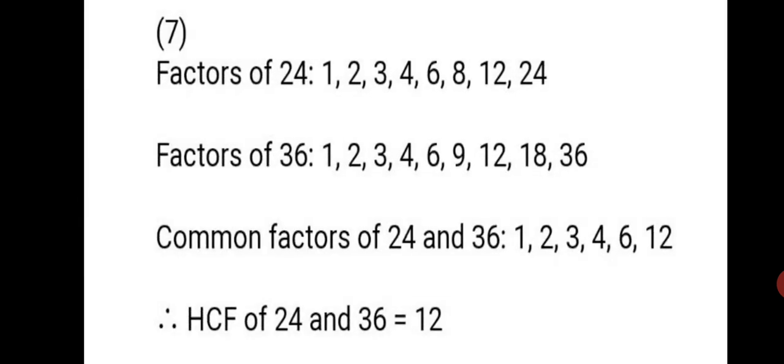Seventh, factors of 24 and factors of 36 are to be listed first. Then you pick out the common factors of 24 and 36, which are 1, 2, 3, 4, 6, 12. Therefore, HCF of 24 and 36 is equal to, pick out the highest common factor, which is 12. Alright.